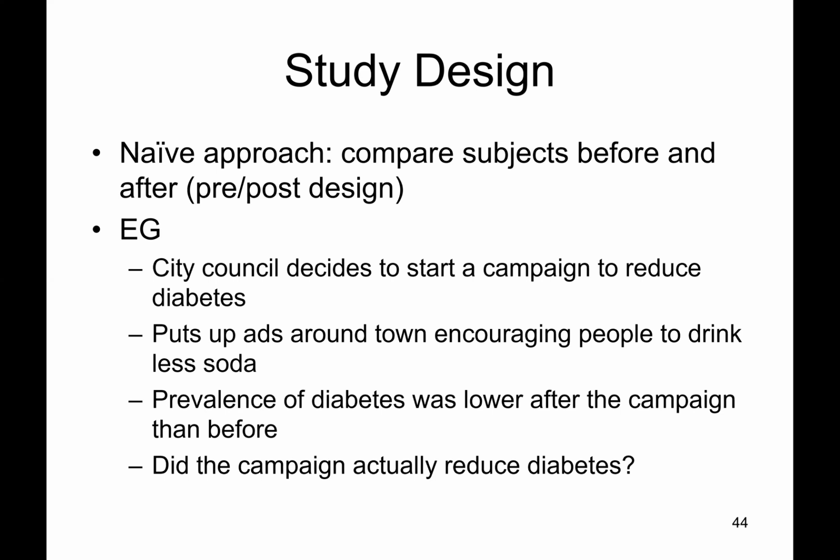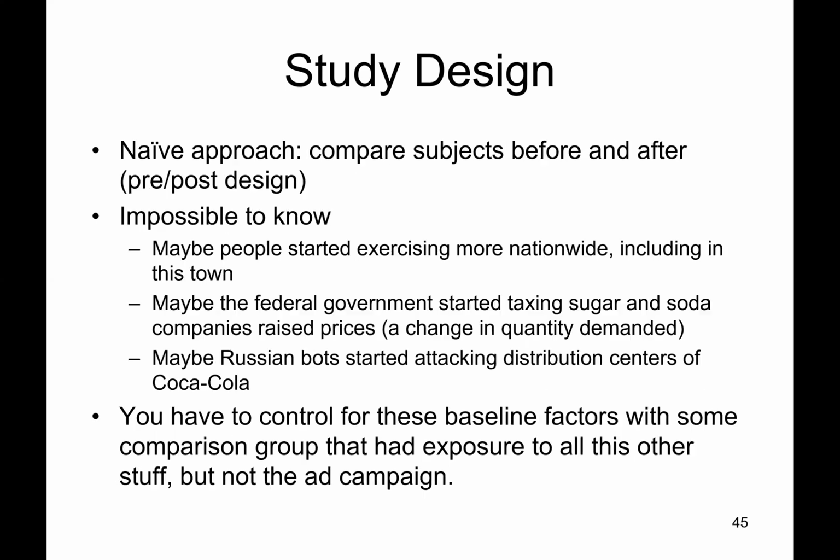And so let's suppose that that were the case. So after the campaign, we're like, oh, okay, so 25% of our population has diabetes, and before it was 29%. So the question that every researcher has to ask is, did this campaign actually reduce diabetes? Many of you will probably guess that this is, in the view of social science researchers, not necessarily enough.